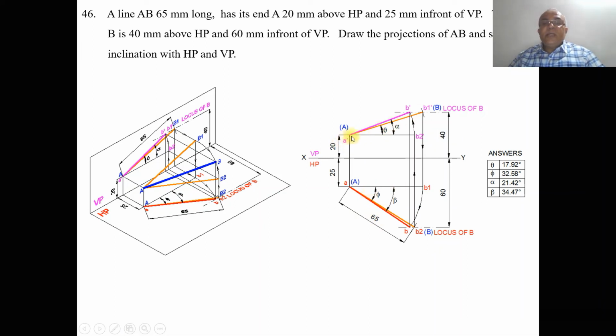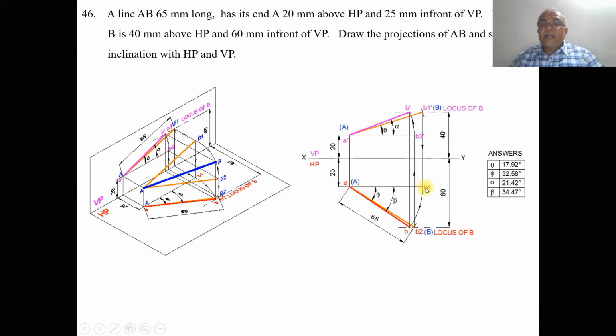So we know that A dash B1 dash is the true length in the front view, because its corresponding top view will be parallel to XY. So A is in front of VP by 25 mm. B1 should also be in front of VP by 25 mm. Therefore, from B1 dash, you draw a vertical projector to meet the locus of A in the top view, and you mark this point as B1 and join A B1 with a line.